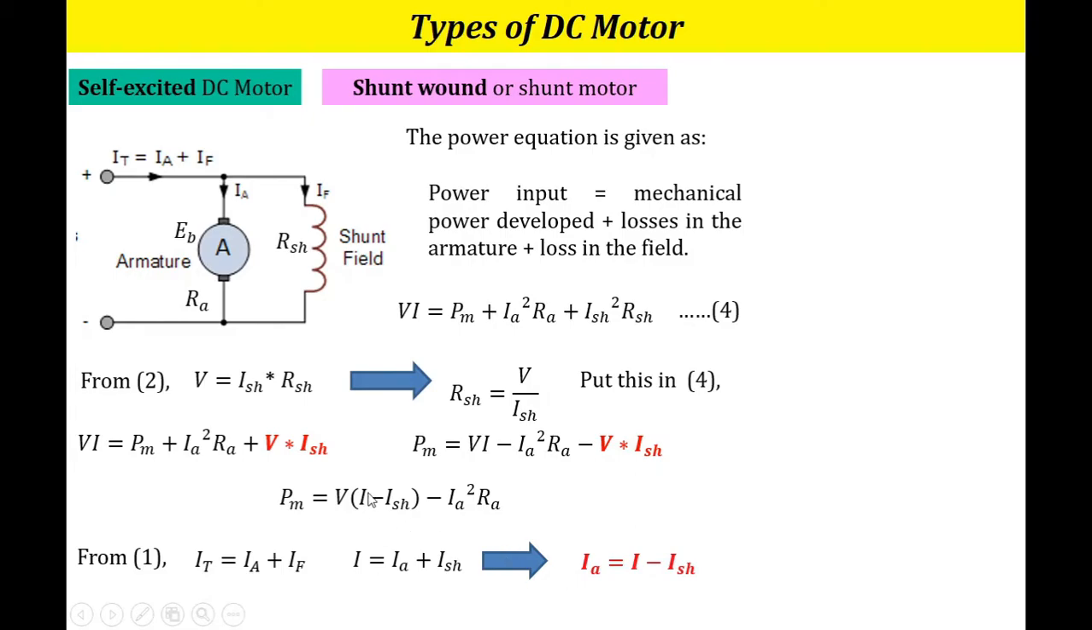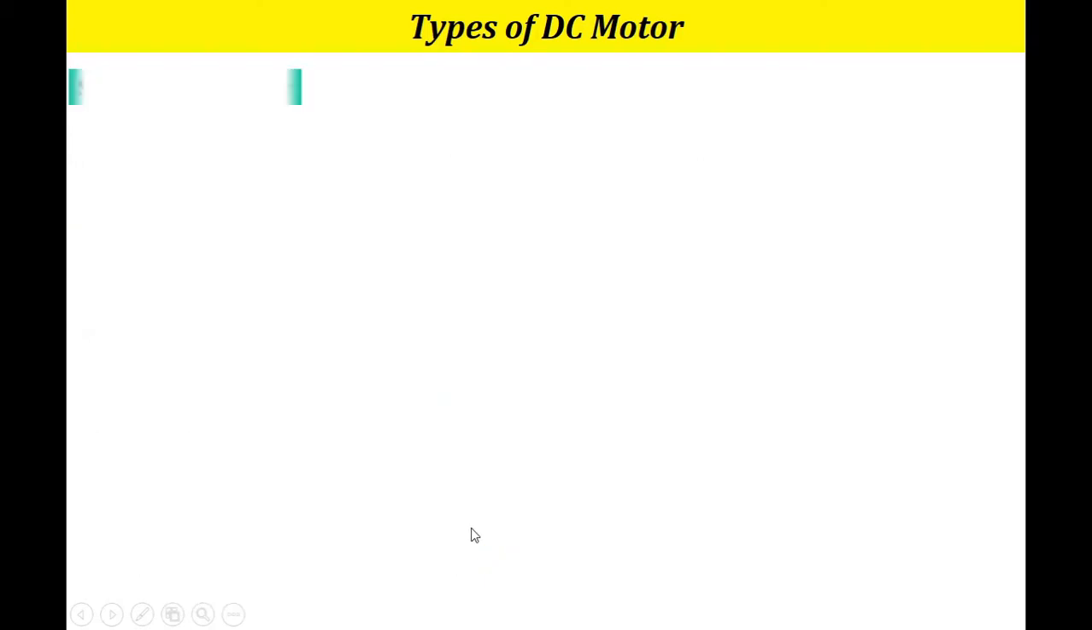So in place of this I minus ISH, we can put here IA. Our equation for PM will be PM equal to V, in place of I minus ISH I have put armature current IA, minus the rest term, IA square into RA, as it is. Now again from this term we will take IA as common. Therefore PM equal to IA into bracket V minus IA into RA. So this is the equation for mechanical power.